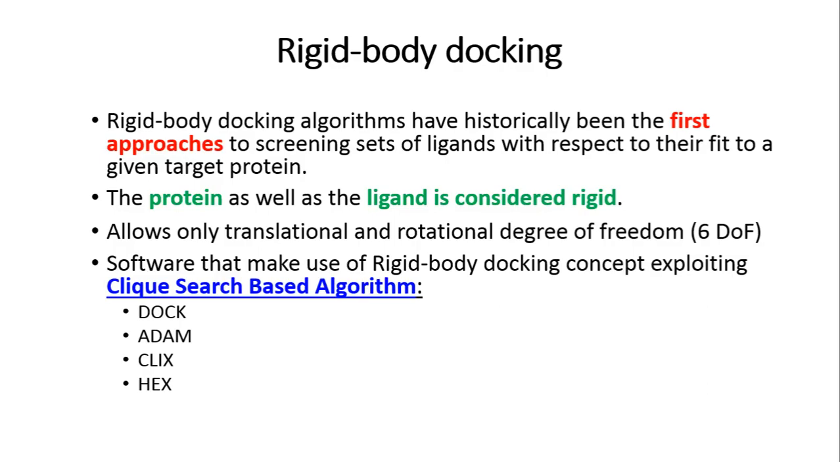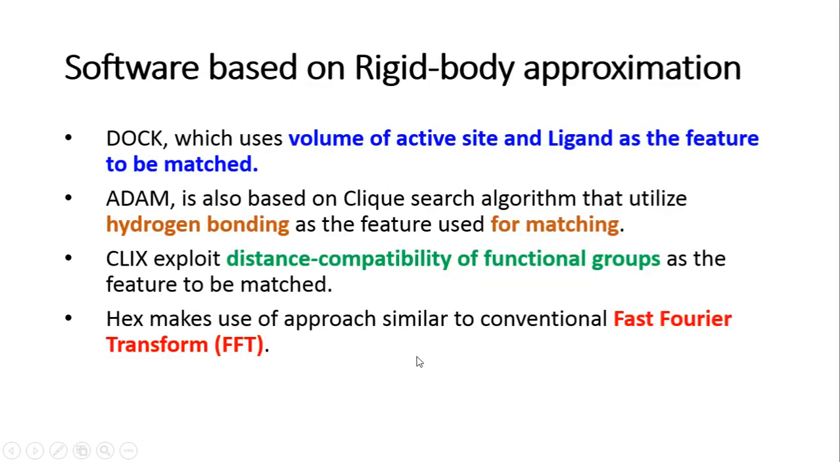Okay, so the software that makes use of this rigid body docking concept usually exploits something called a clique search based algorithm. The earliest software developed for rigid body docking were DOCK, ADAM, CLIX and HEX. Of these, HEX is still used for protein docking. If you want to figure out how two proteins will interact with each other, people still use this HEX software.